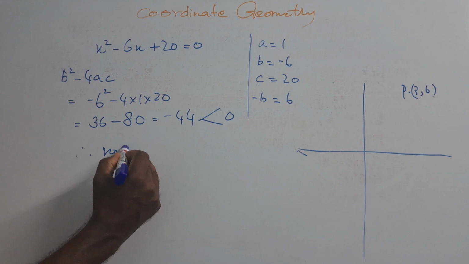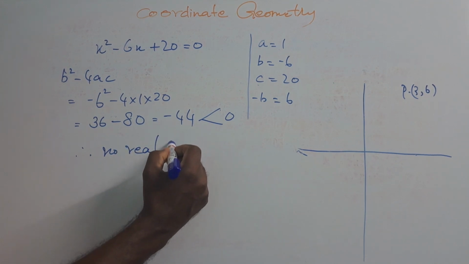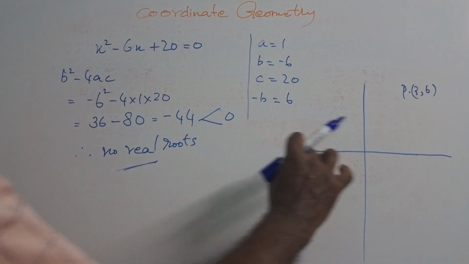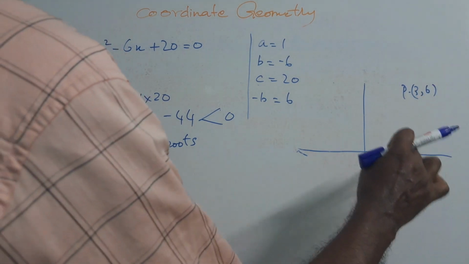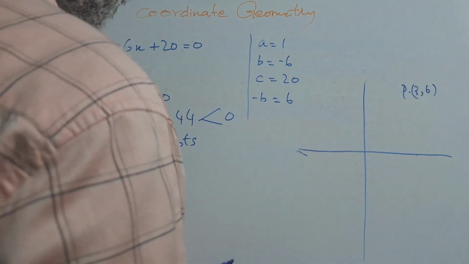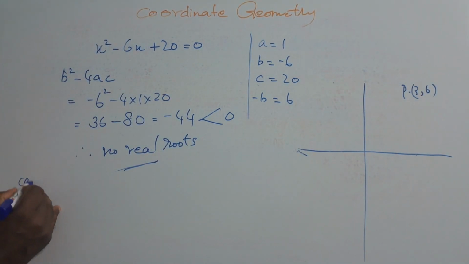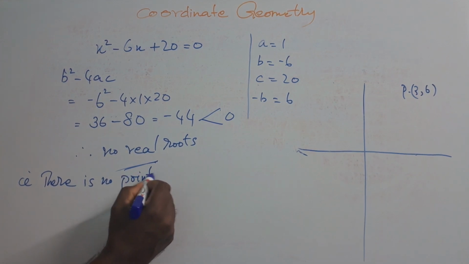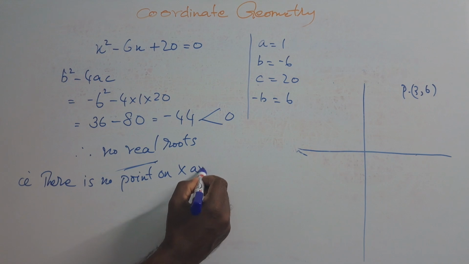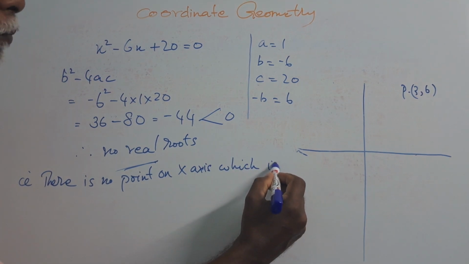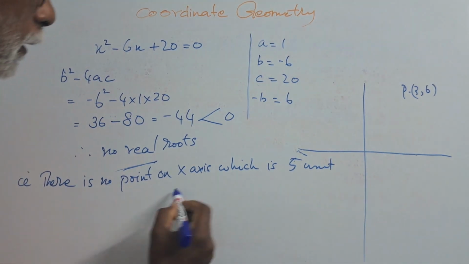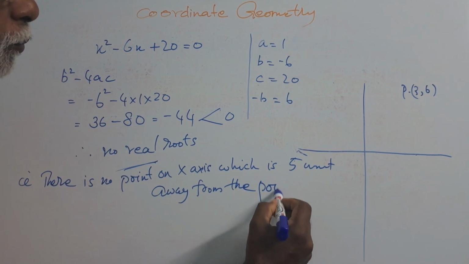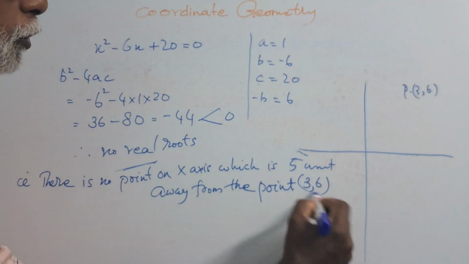Therefore, no real roots or solutions. That means there is no point on the x-axis which is 5 units away from the point 3, 6.